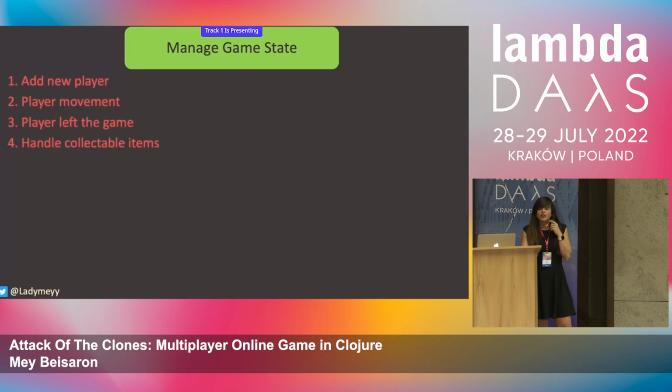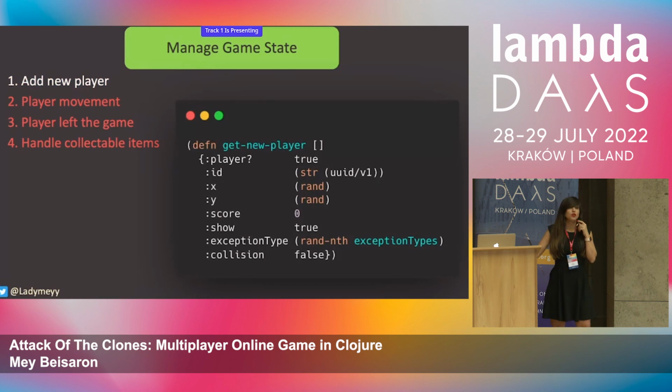So this is the game state. These are the things that we want to handle. We have adding a new player, player movement, player left the game, and then handle collectible items. Let's go one by one. So, adding a new player.